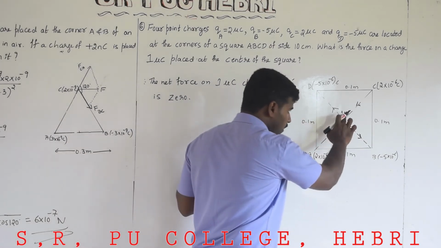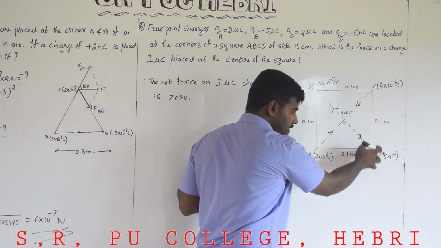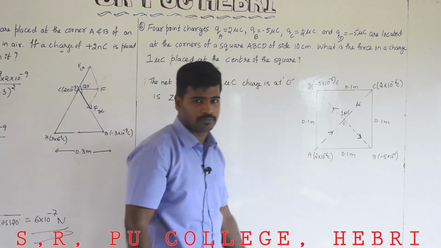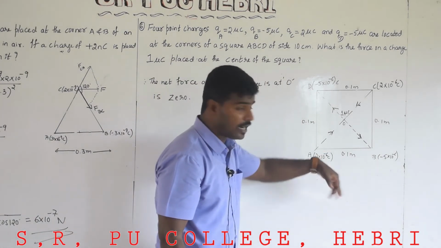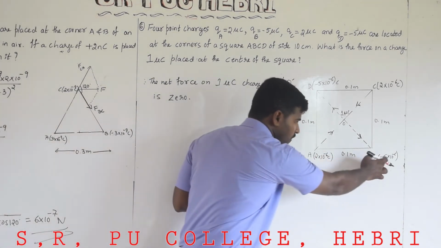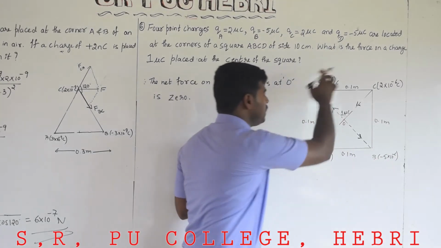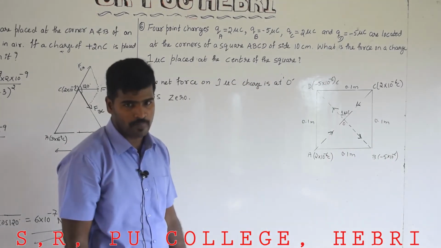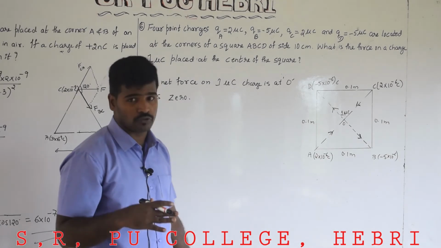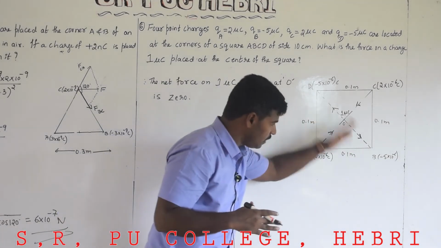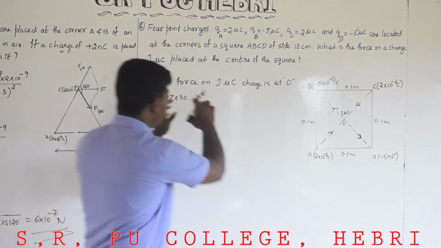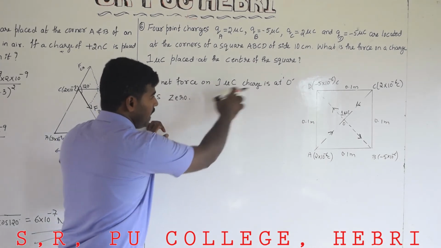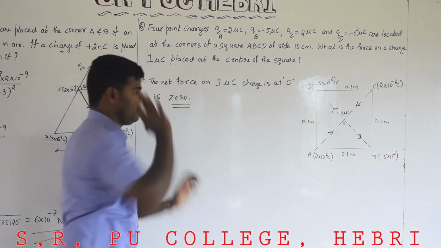As well as 1 microcoulomb charge, it experiences a force of attraction between the 2 points, because of the 2 charges that are placed at the 2 points, that will be minus 5 into 10 raised to the power minus 6 as well as minus 5 into 10 raised to the power minus 6. These forces are equal and opposite. Therefore the net force on 1 microcoulomb charge at O is equal to 0.